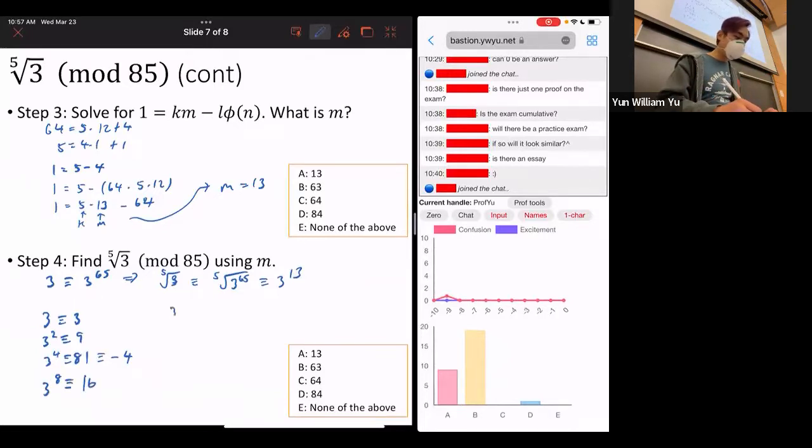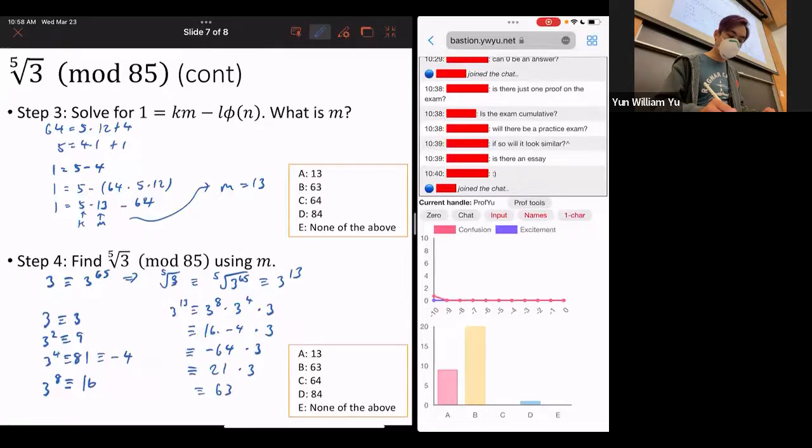So then we know that 3 to the 13 is congruent to 3 to the 8 times 3 to the 4 times 3, right? So that's 13. So that's congruent to 16 times minus 4 times 3. So this is congruent to minus 64 times 3. Minus 64 is, of course, just 21, times 3. So this is congruent to 63. So the answer is indeed B.